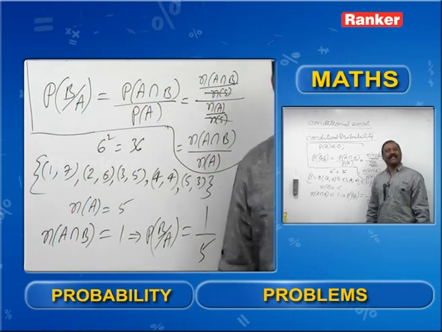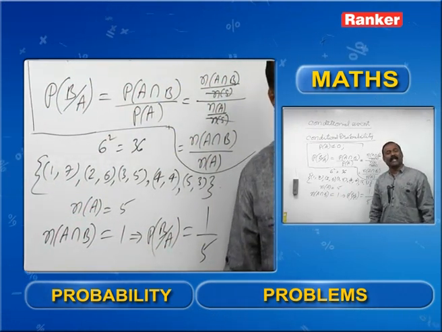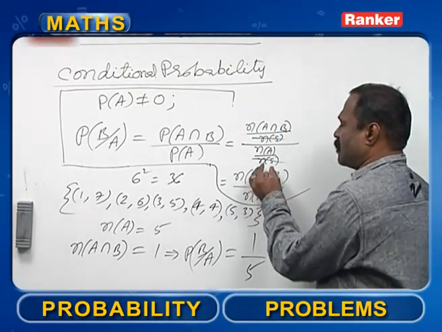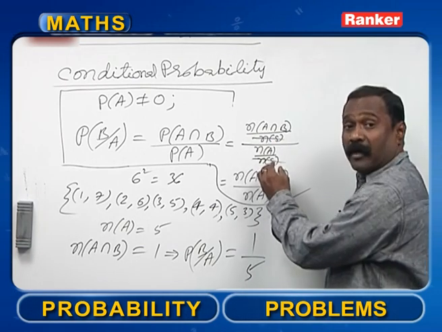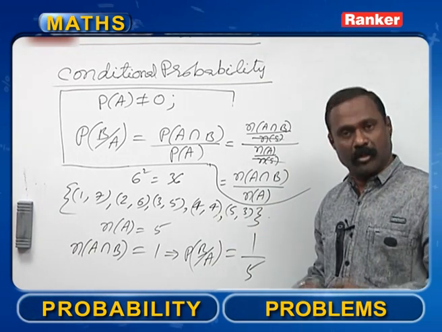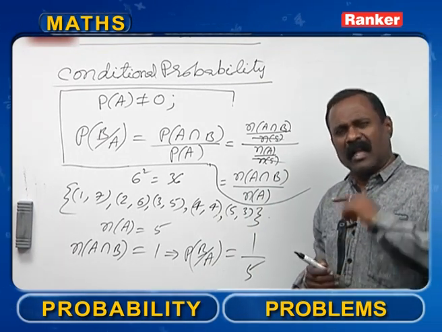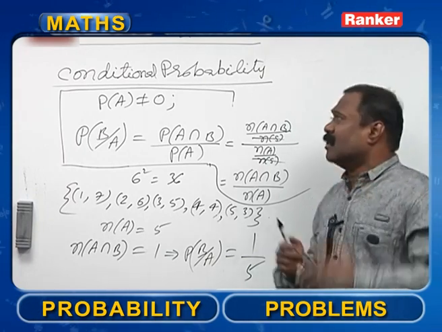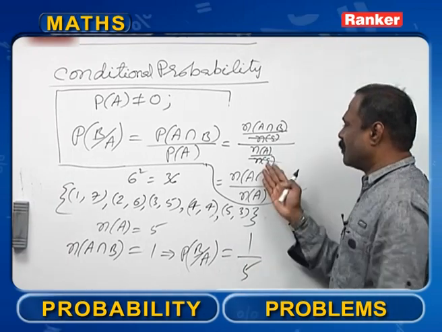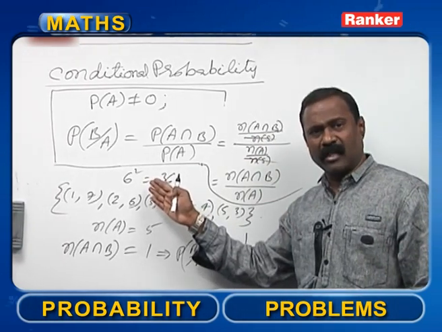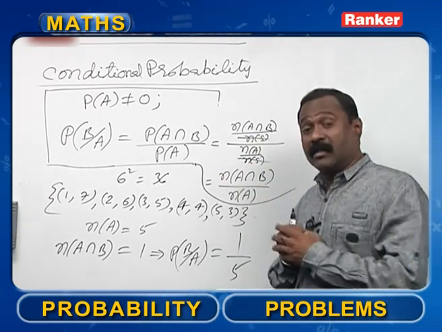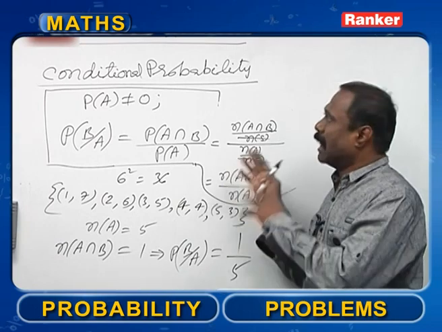So 1 by 5. Understand? You need not write the entire sample space. In conditional probability, if you write the classical definition of probability, the N of S gets cancelled. So if you understand the classical definition properly, in conditional probability the denominator is restricted like this instead of 36, because the total number of outcomes gets cancelled anyway. That is why you can see conditional probability like this.